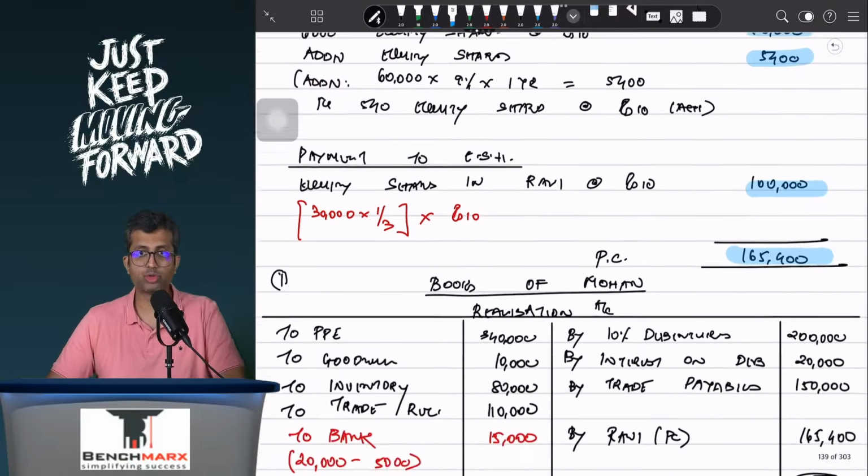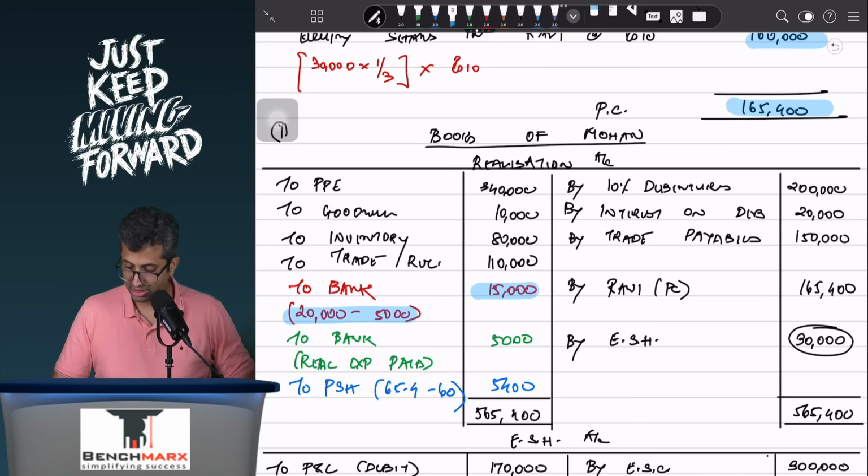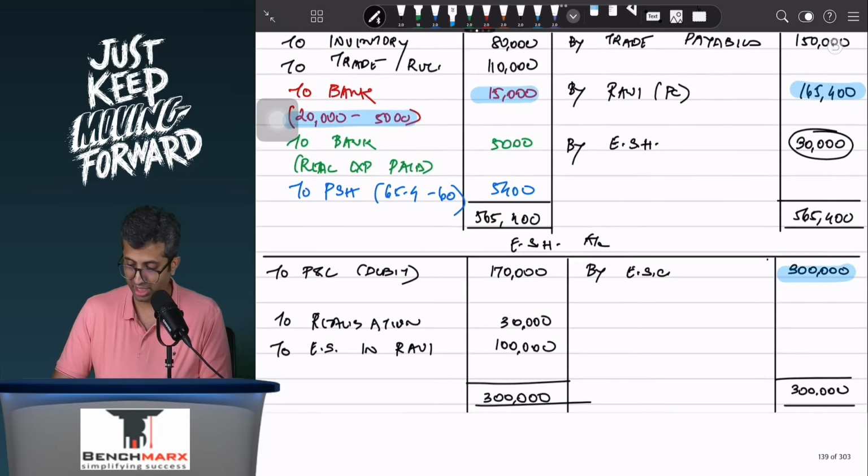Now if I have to prepare realization account in the books, in the shareholders account, in the realization account, I will transfer all assets, all liabilities. Bank mein net 15,000 I will transfer. Debentures, interest, everything will be done. 165,400 ka PC jayega. And then we will have shareholders account. In the shareholders account, there will be 3 lakhs as well as P&L debit balance of 1,70,000.